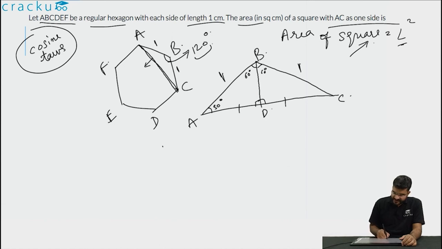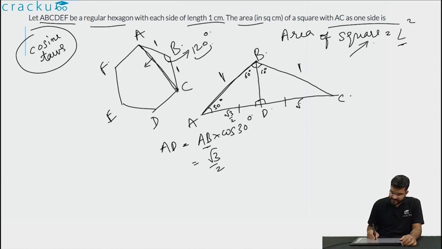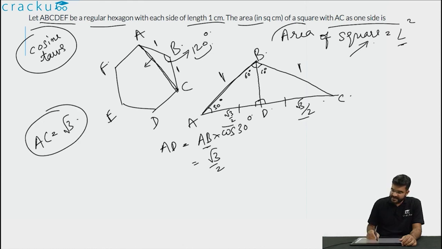So you can easily figure out that AD is equal to the length of hypotenuse AB into cos 30 degrees. We already know that AB is equal to 1. So AD will be root 3 by 2. Therefore CD will also be root 3 by 2. And the length of AC will be root 3 by 2 plus root 3 by 2, which is equal to root 3. Therefore the area of the square is L square. So it will equal 3.